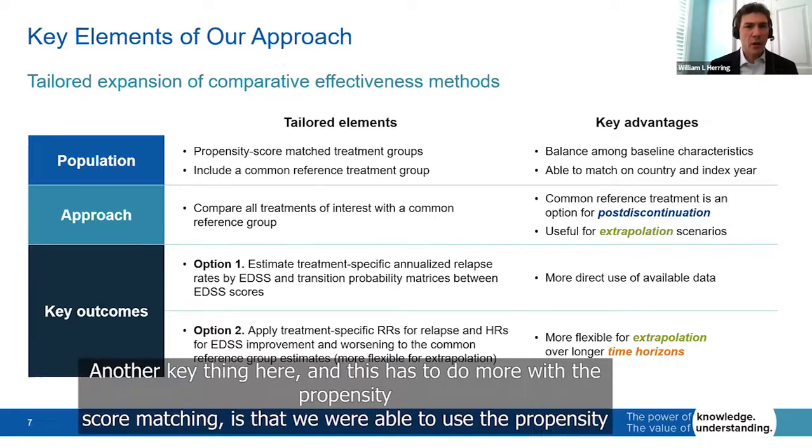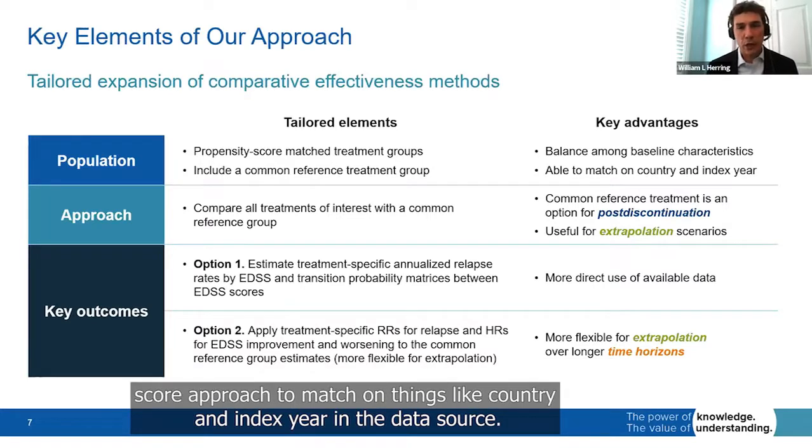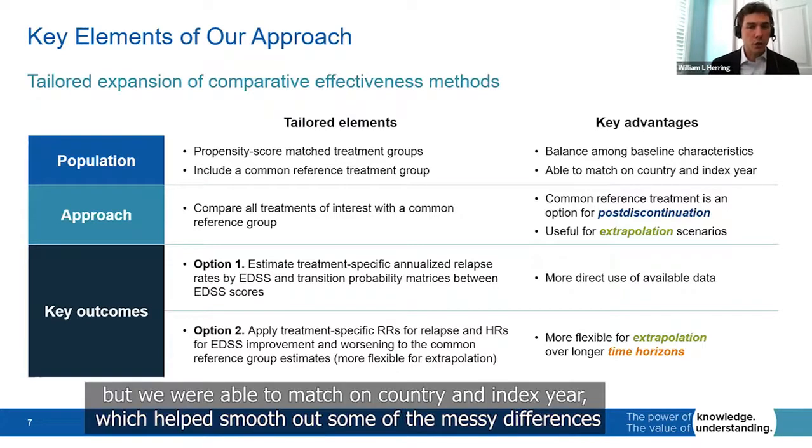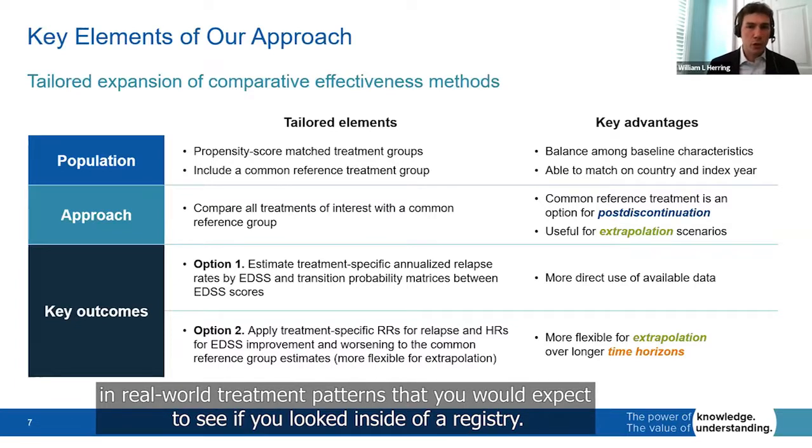Another key thing here, and this has to do more with the propensity score matching, is that we were able to use the propensity score approach to match on things like country and index year in the data source. And I'll talk a little bit more about the specific data source we used in a second. But we were able to match on country and index year, which helped smooth out some of the messy differences in real-world treatment patterns that you would expect to see if you looked inside of a registry.